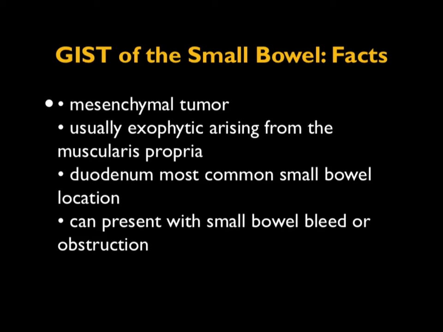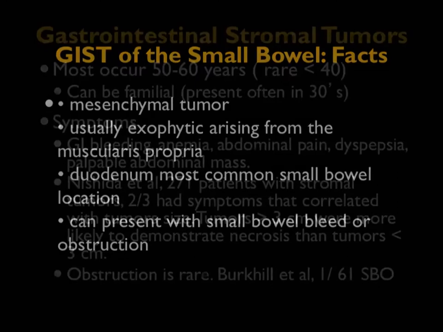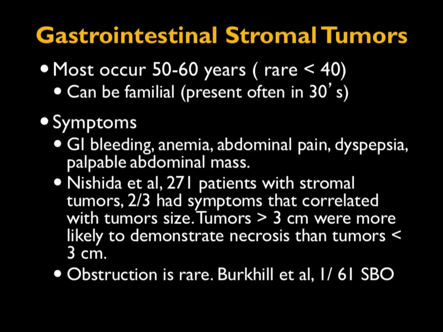Can present anywhere when they're small, from bleed to obstruction and the like. Now again, the key thing with GIST tumors is they have a range of appearances and they can be confused with other things. They are becoming more frequent. The age, of course, doesn't help. That's the age of just about everything. It's interesting, as I'll show you examples, despite the large size of the mass, you would expect bowel obstruction, but bowel obstruction is fairly uncommon.